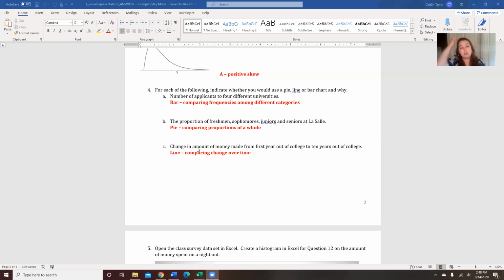Then C is the change in amount of money made from first year out of college to 10 years out of college. So this is change over time, right? What's the change in the amount of money from 1 year to 10 years later? Anything that says change over time, that's when a line chart or a line graph is appropriate.